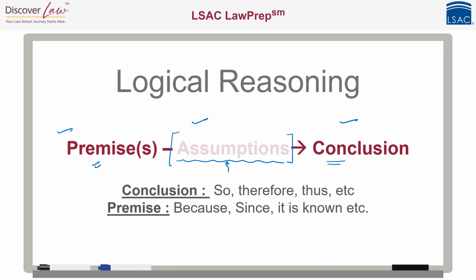As I just said, assumptions are not given to you in the passage, but there are some words that could help you identify premises and conclusions. Since conclusion is, well, a conclusion, you can identify that through words such as so, therefore, thus. A premise acts as the basis of the conclusion, and therefore you could identify that by words such as because, since, and other like words.